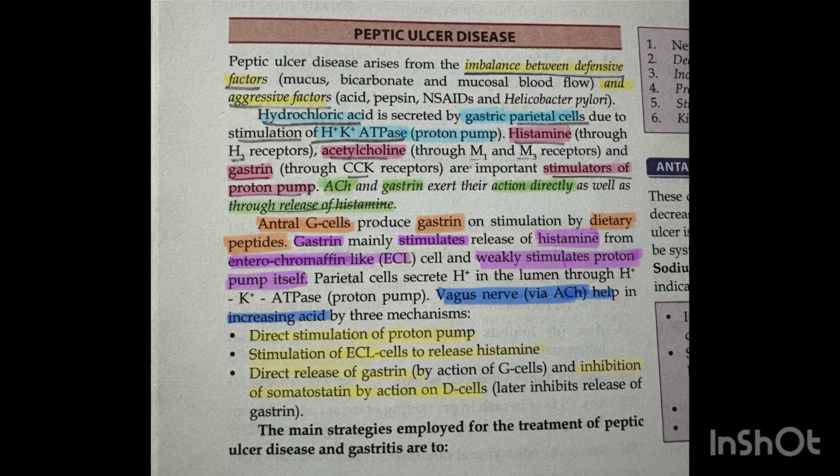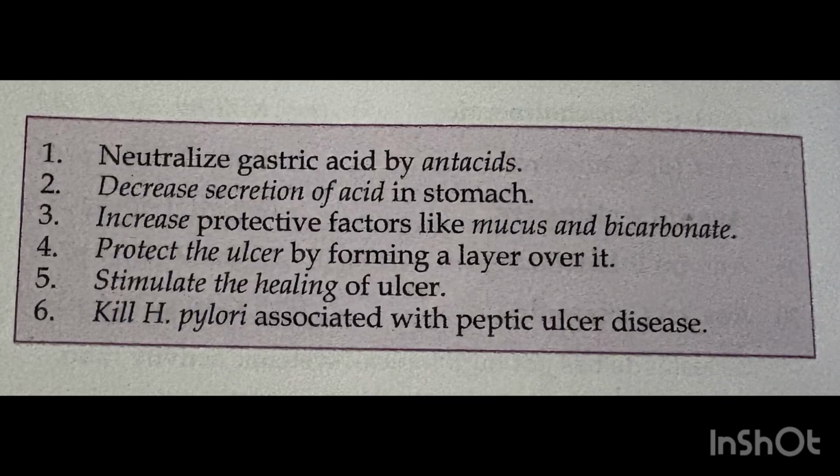The main strategies employed for treatment of peptic ulcer disease and gastritis are: first, neutralize gastric acid by antacids; decrease secretion of acid in the stomach; increase protective factors like mucus and bicarbonate; protect the ulcer by forming a layer over it; stimulate the healing of the ulcer; and kill H. pylori associated with peptic ulcer disease.